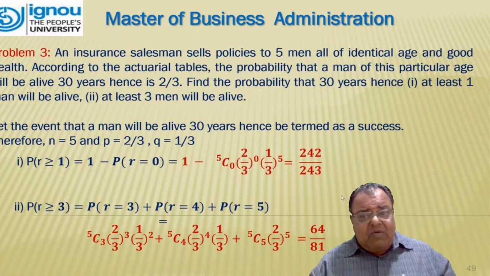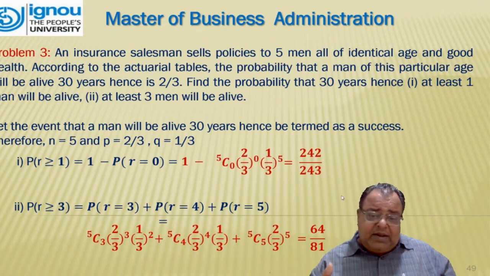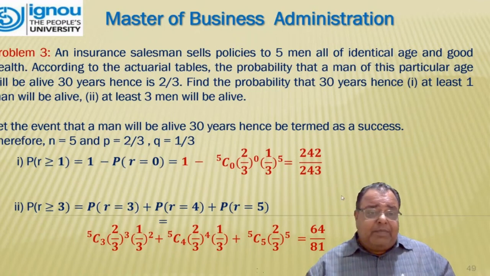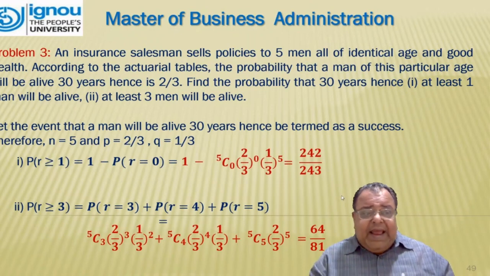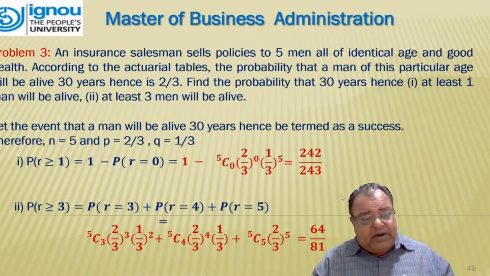The thing is how this information is transformed into a mathematical or probability notation. Here n is 5, we are talking about 5 people. The probability is 2 by 3, which is given in the problem, and it is denoted by p, then q will be 1 minus 2 by 3, which is 1 by 3. Now we have to calculate the probability that at least one man will be alive. That means P(r ≥ 1), which is equal to 1 minus P(r = 0).